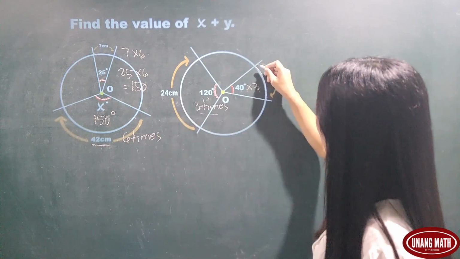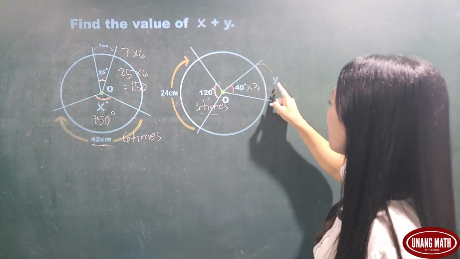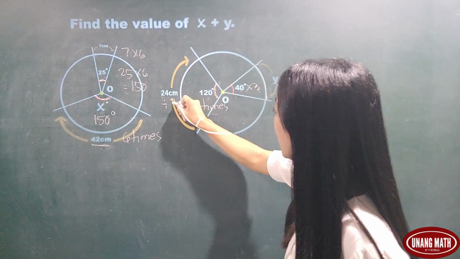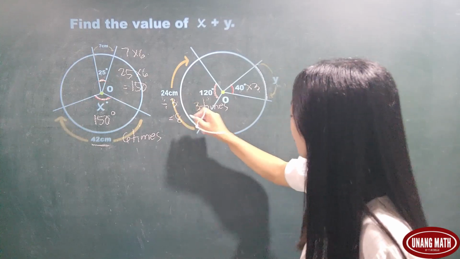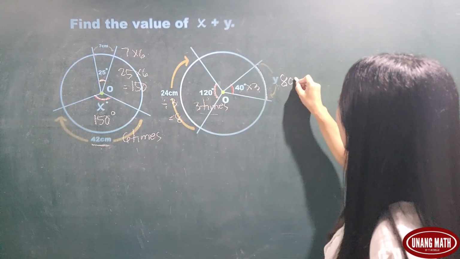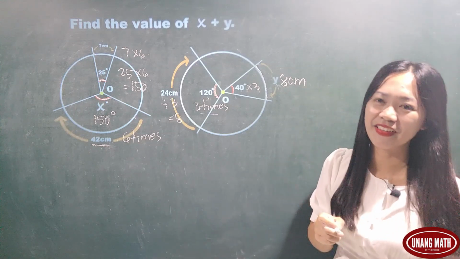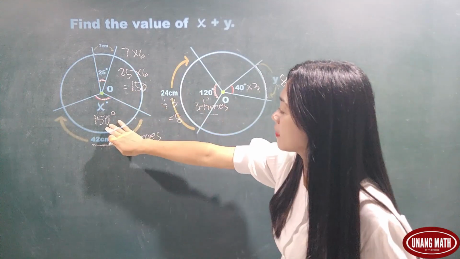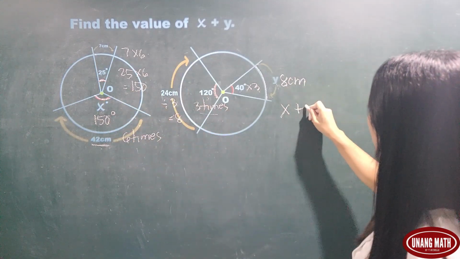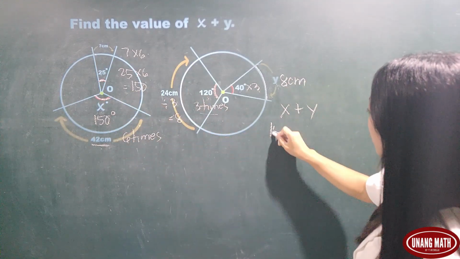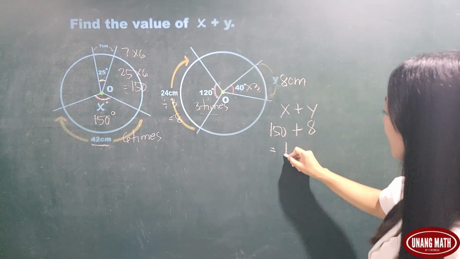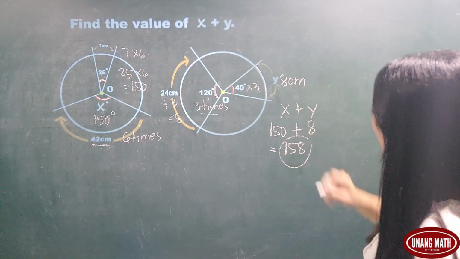So how are we going to find the measure of this arc? 24 divided by 3 is equal to 8. So this is 8 centimeters. Okay, to find the value of x plus y, x is 150 and y is 8, so 150 plus 8 is equal to 158.